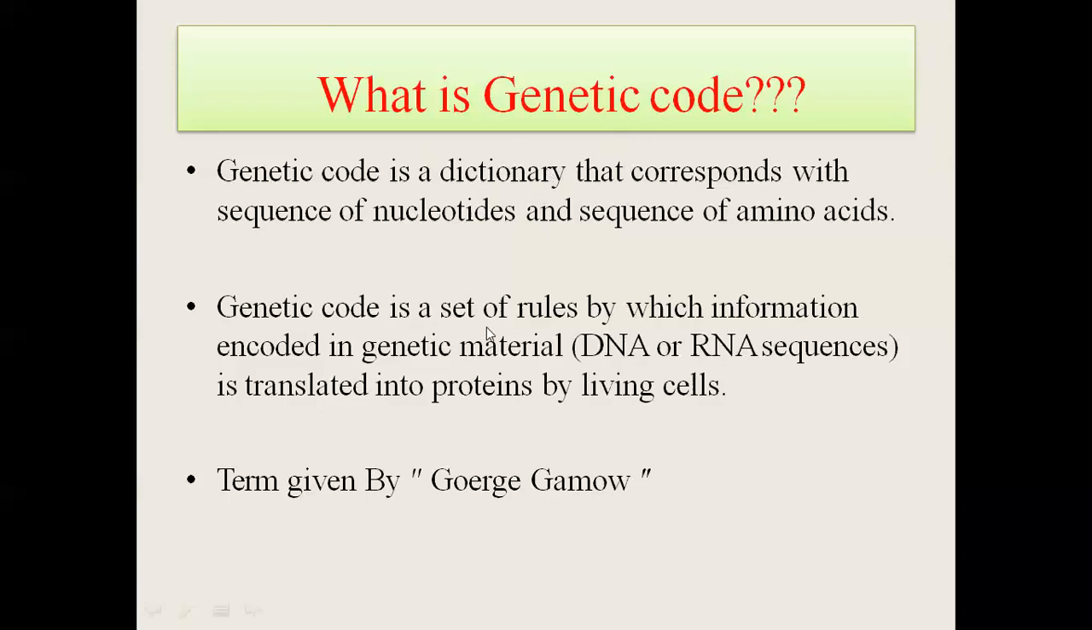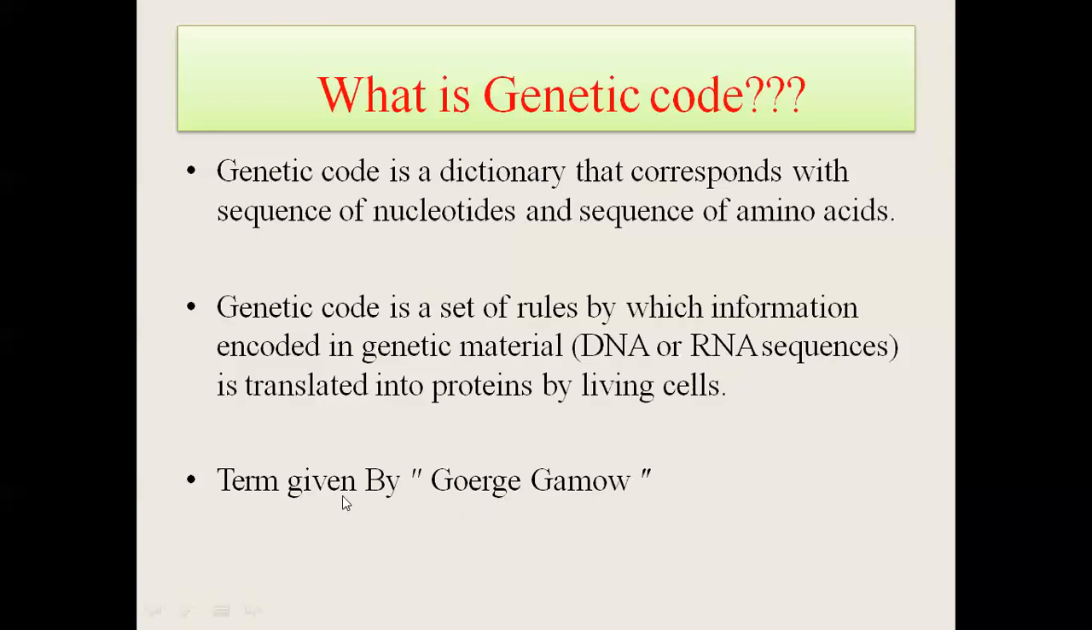So genetic code is a set of rules by which information encoded in genetic material, that is DNA or RNA sequences obviously, is translated into protein by the living cell. Protein is nothing but the amino acids.